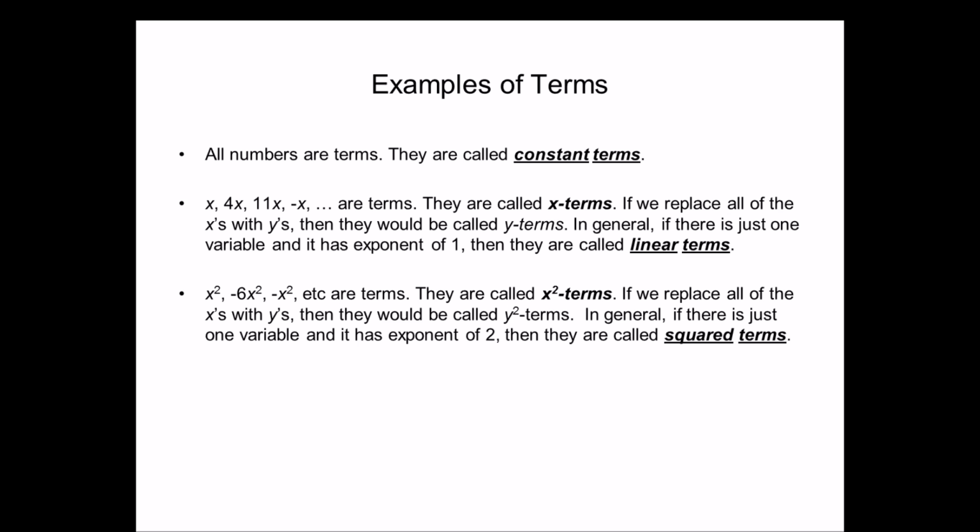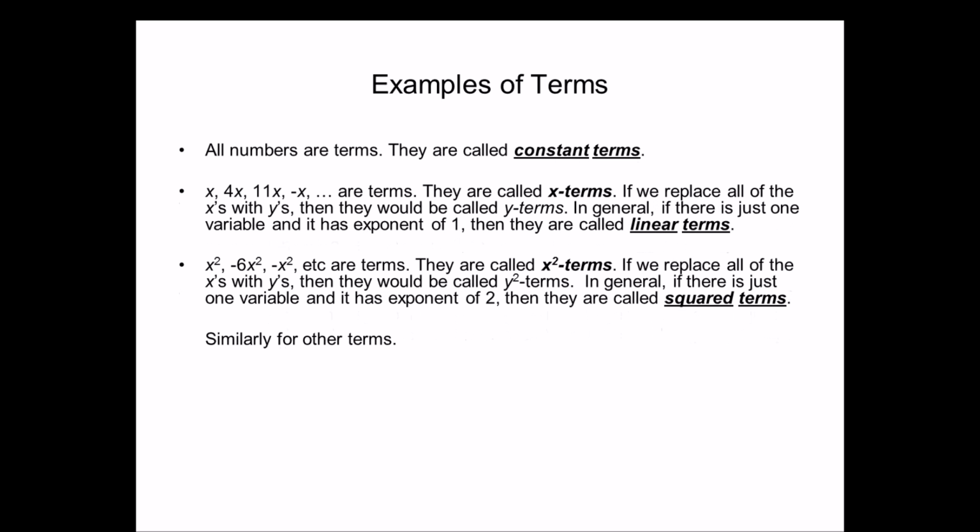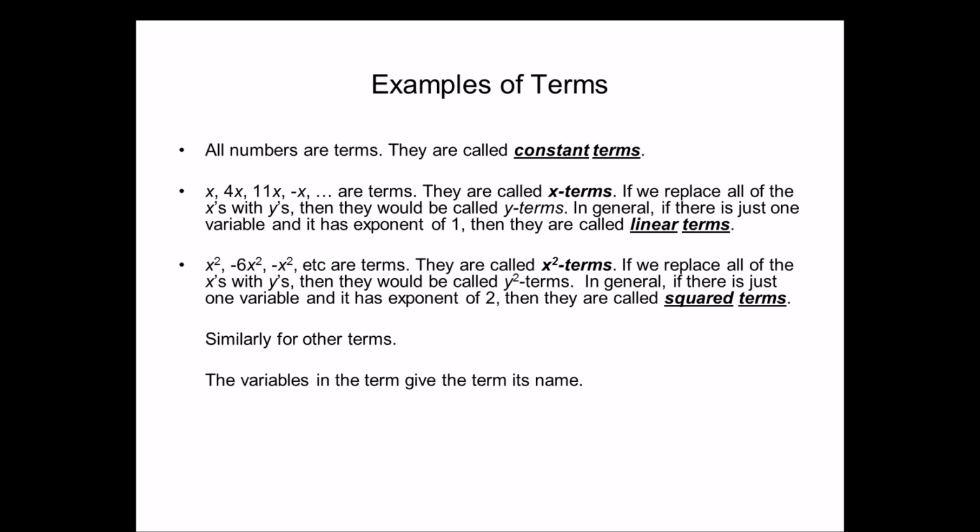And stuff like x squared, negative 6x squared, negative x squared, and so forth, they're terms. They're called x squared terms. If we replace all the x's with y's, it would be called y squared terms. In general, if there is just one variable and an exponent of 2, then they are called squared terms. Hopefully you're seeing the pattern that's going on here. Similar for other terms. The variables in the term give the term its name.